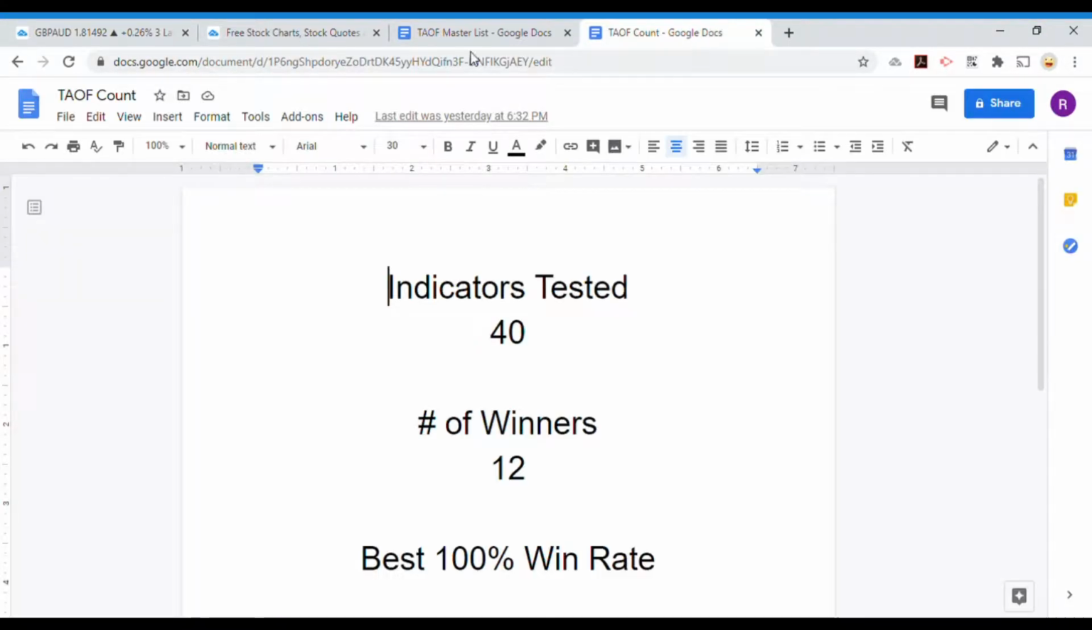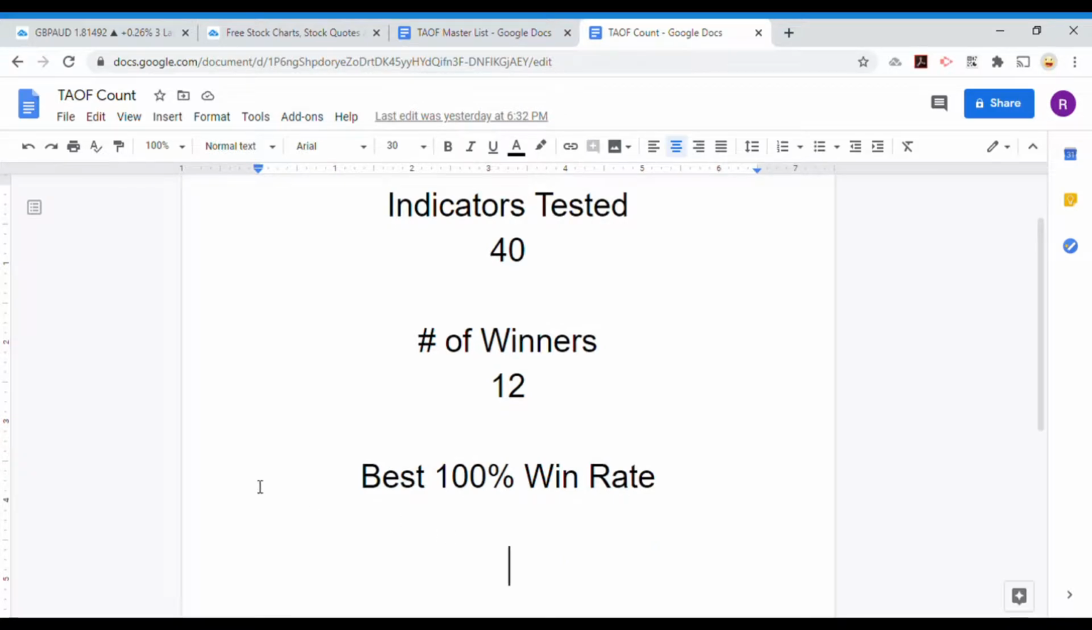But before we get into looking at the indicator today, I wanted to put the indicator scoreboard up for everybody to see. So to date, we have tested 40 indicators. And out of those 40 indicators, 12 of them have been winners, which means that they have met or exceeded the 60% win-loss ratio threshold that we have set. The best one had a 100% win rate.